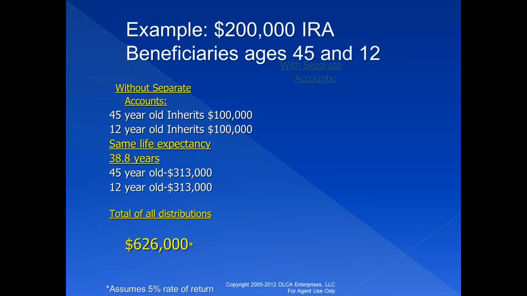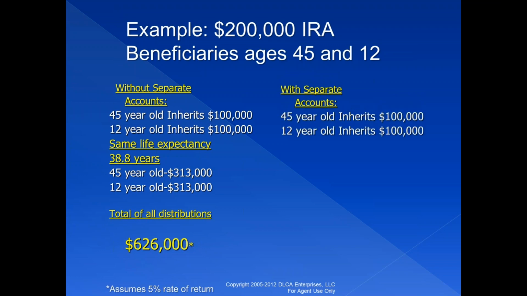But let me show you what happens when you incorporate separate accounts. Same thing happens. The mother inherits $100,000, the grandson inherits $100,000. But here's where the difference is. Now they get to use their individual life expectancies, 38 years for the mother, 70.8 years for the grandson, because separate accounts were established. So for the 45-year-old mom, it's going to be the same number, $313,000, because nothing changed. We're using that life expectancy of 38.8 years.